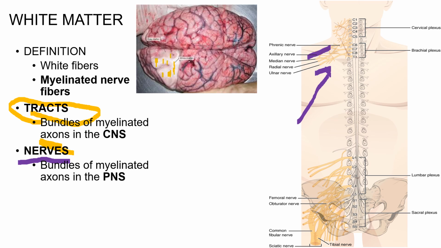But they're branching from the spinal cord. So because they're not part of the spinal cord, they are considered PNS. And you can also see a lot of them down here in the lumbar sacral region.